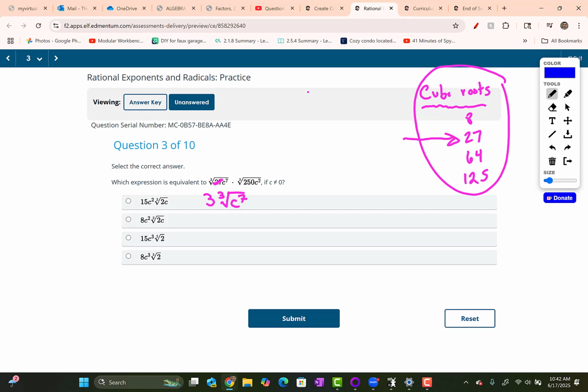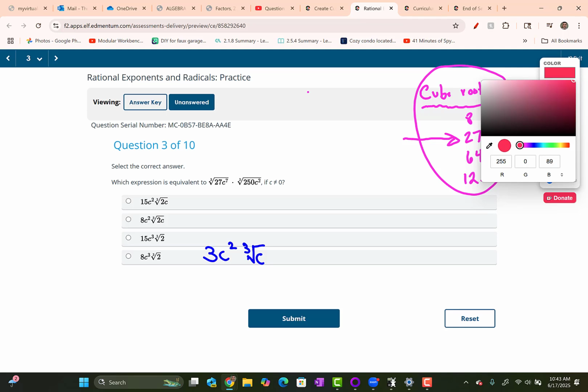However, we can rewrite this problem as the cube root of c to the 6th multiplied by the cube root of c. The cube root of c to the 6th is just c squared. 6 divided by 3 gives us 2. And then we cannot take the cube root of just c. So we've simplified the first part of this problem.